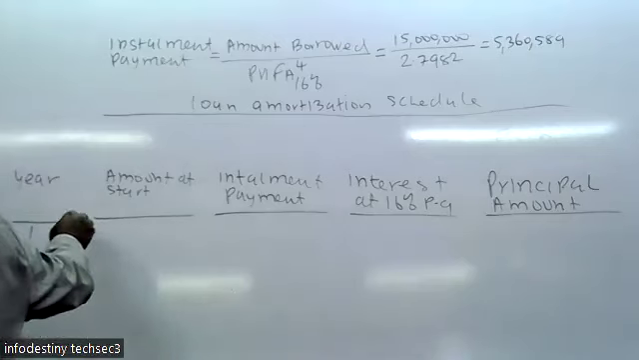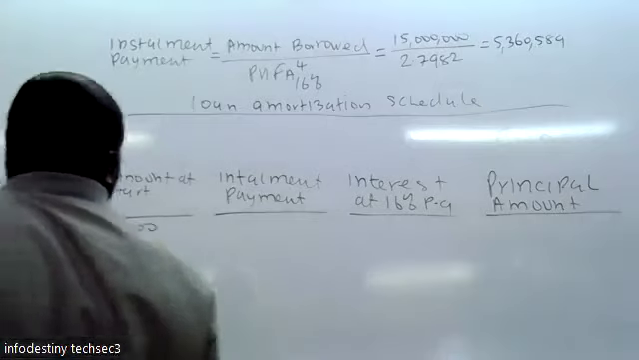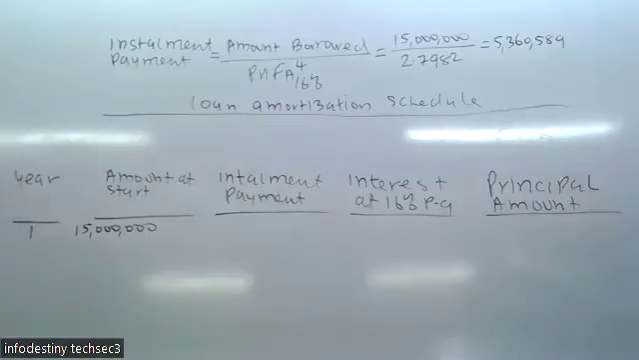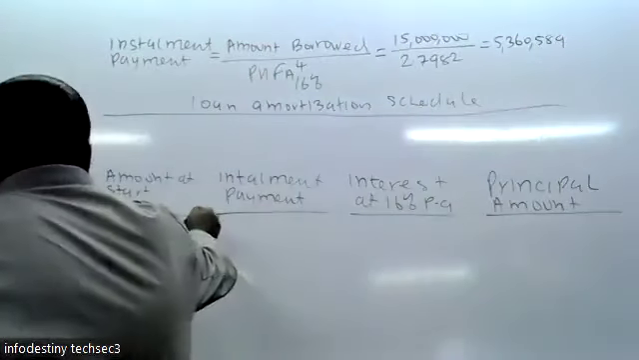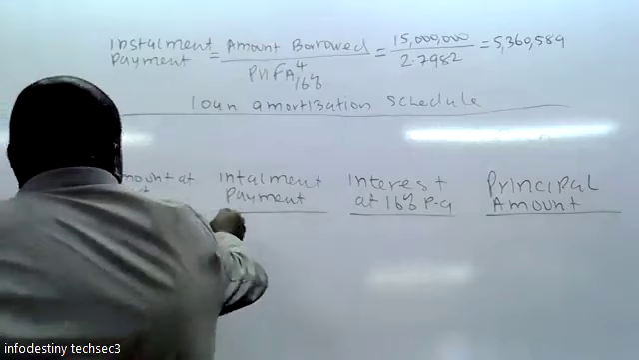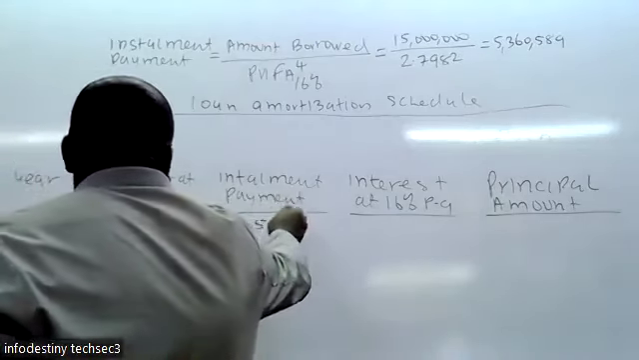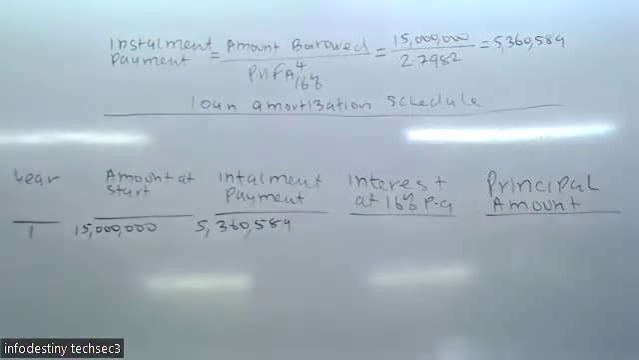So the amount at the start of year one is what you borrowed. The amount was 15 million. So the installment payment, we had seen it is 5,316,589. Then now interest at 16% per annum.